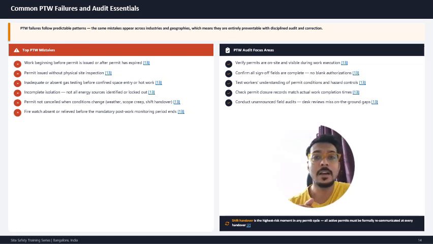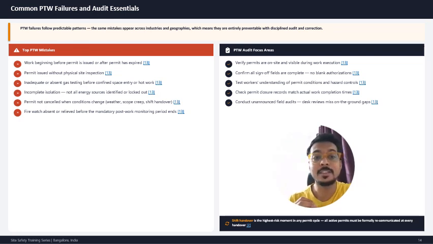So the last part of this slide: common failures, what we do and what we should focus on. Work begins before the permit is issued, or after the permit has expired and only then work begins. Permit issued without a physical site inspection, just issued, they say no need to check physically.